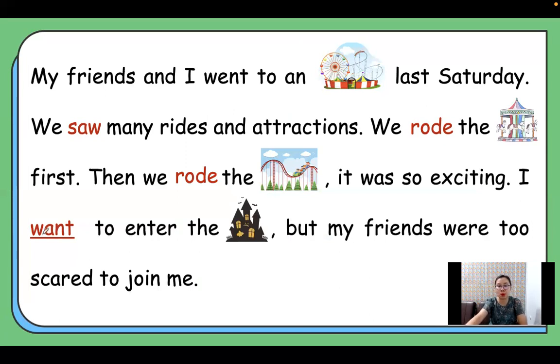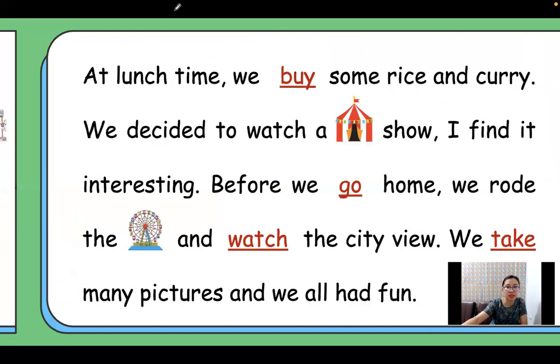Next, I want. I want is a base form. Now, what is the past form of want? Want is a regular verb. Let's try in Google. Google, want. Oh, it's wanted. So as I said, want is a regular verb. Now we can just add ed. Wanted to enter the haunted house, but my friends were too scared to join me. Scared, like, oh no. Again, I wanted to enter the haunted house, but my friends were too scared to join me.